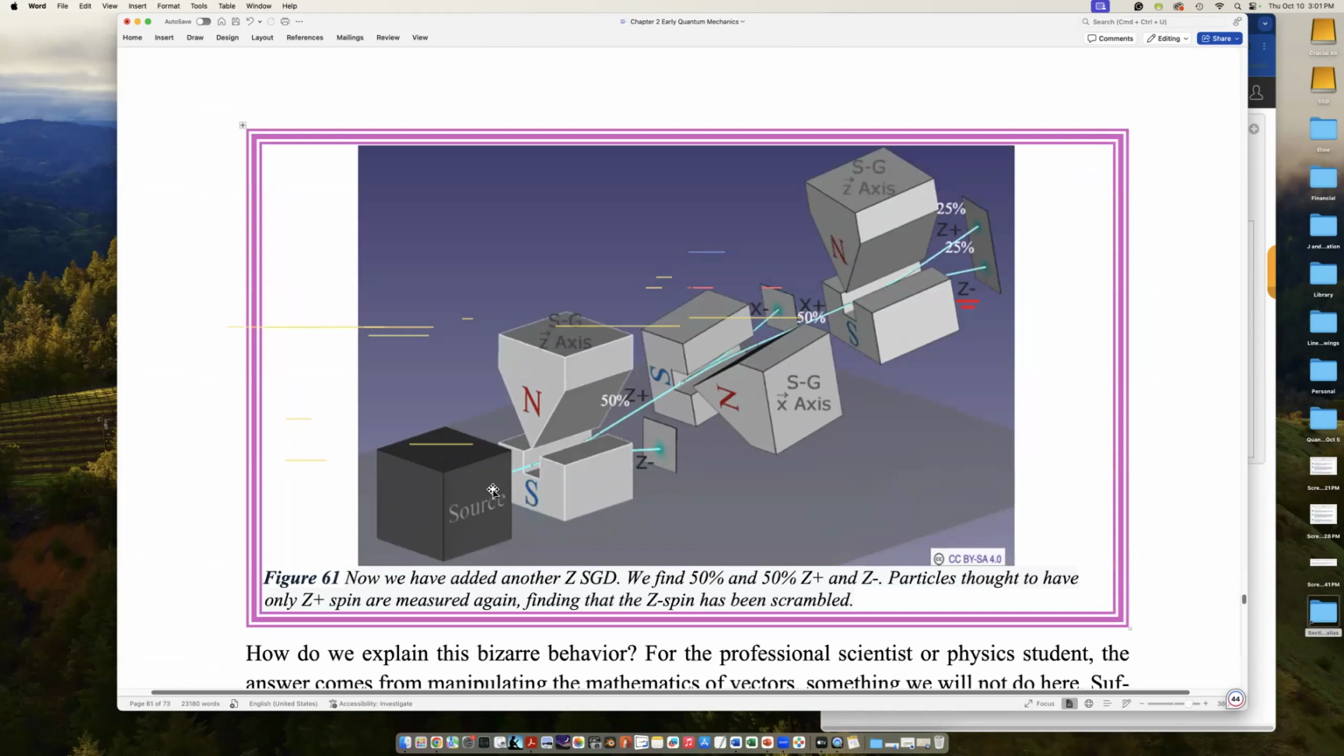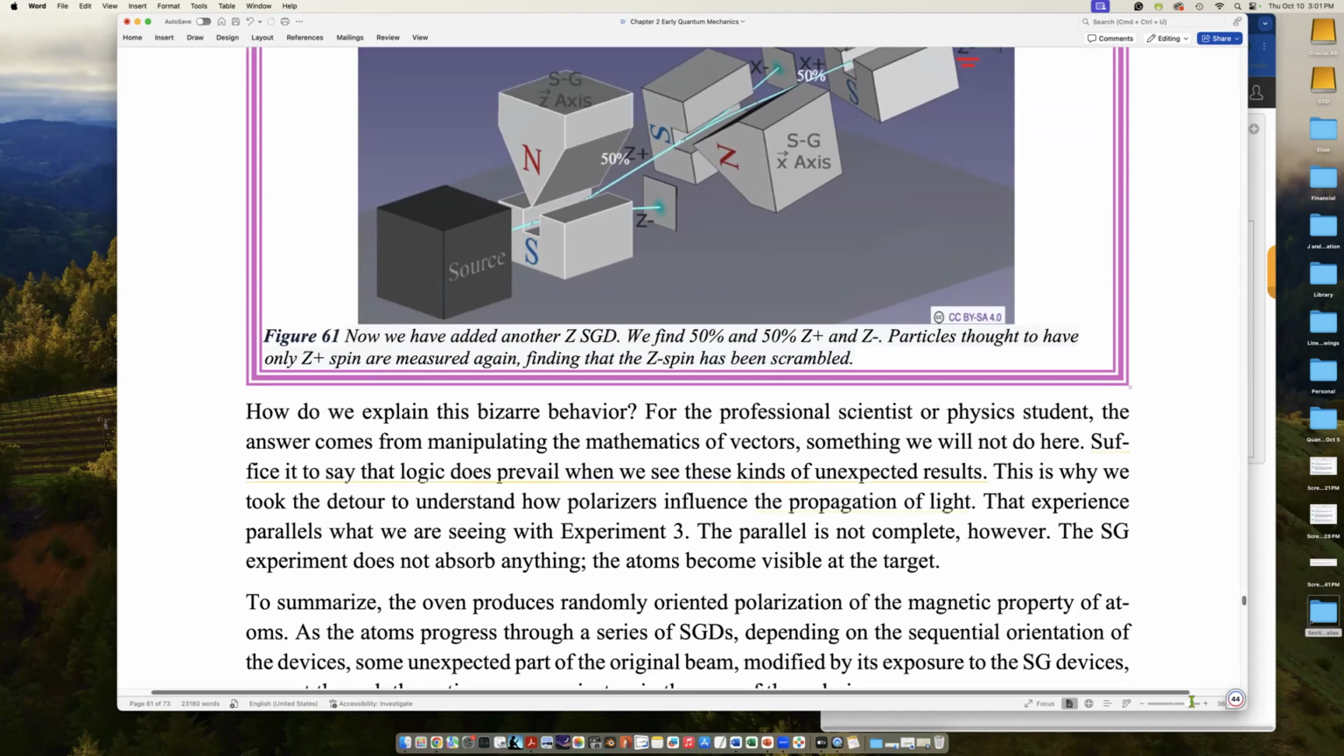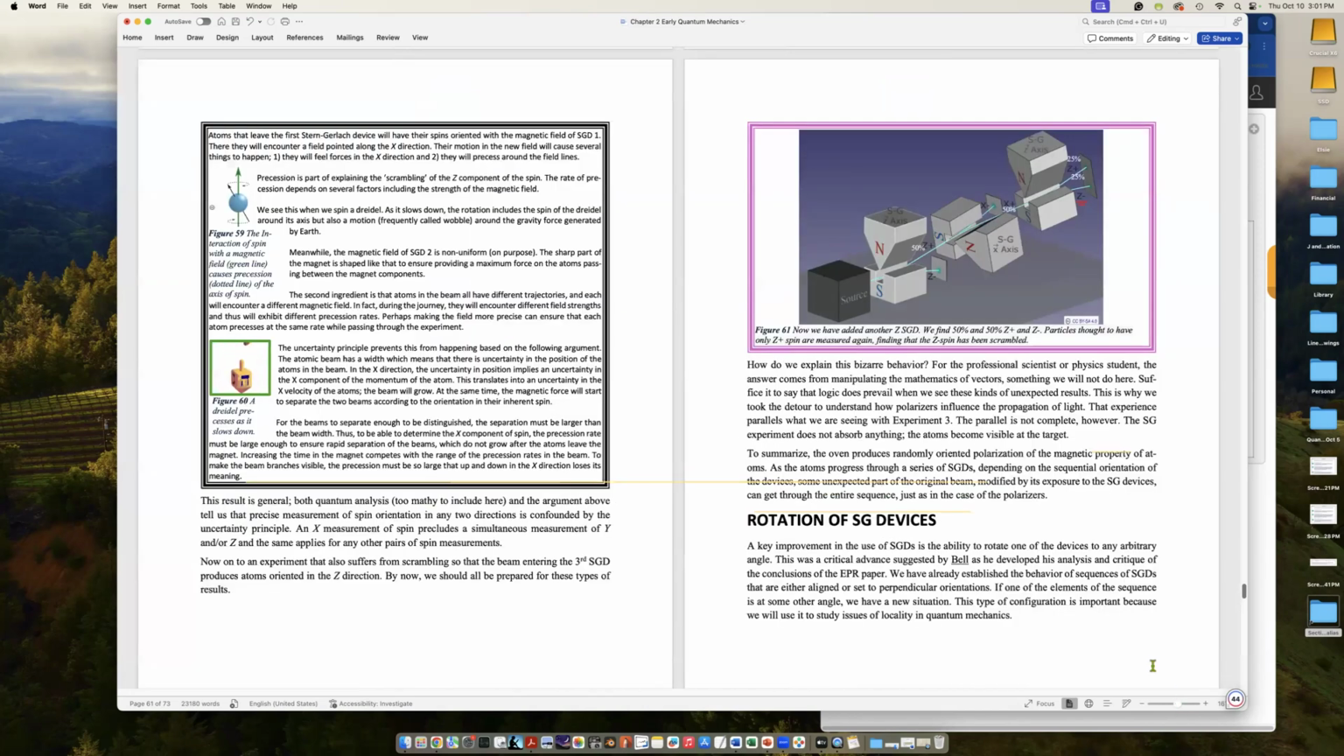If we have a source and we stop the Z minus atoms, and then we pass the Z plus atoms, we get two outputs. We get a Z minus and a Z plus. And if we run that through another one that's reoriented, notice this one's up, down, this is sideways, this one's up, down, then we get two spots again. So we're beginning to see some of the bizarro behavior of the quantum world.